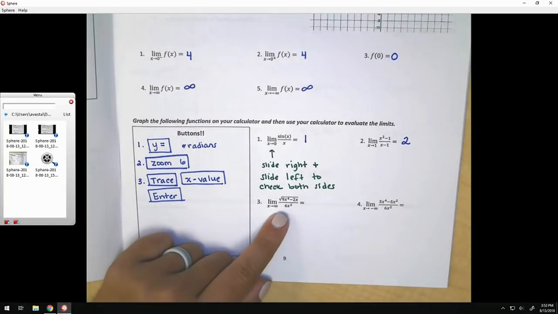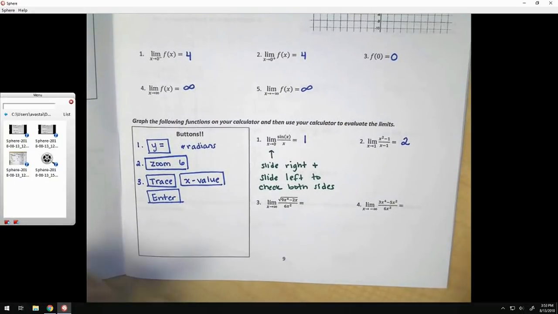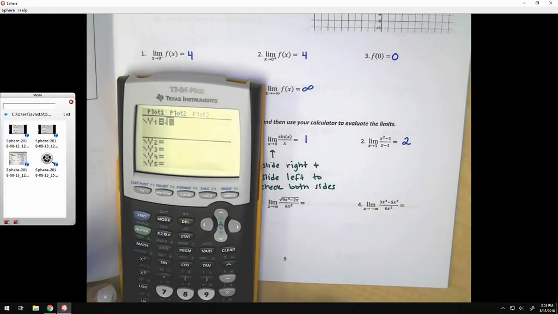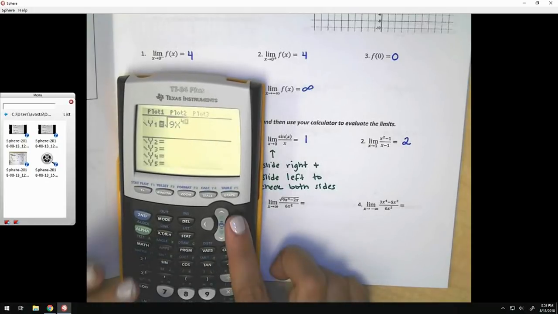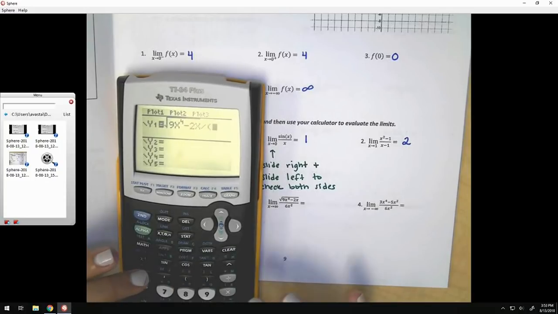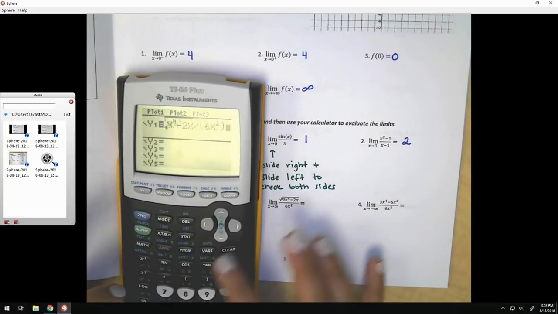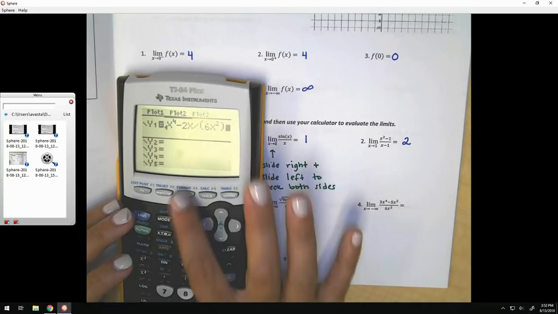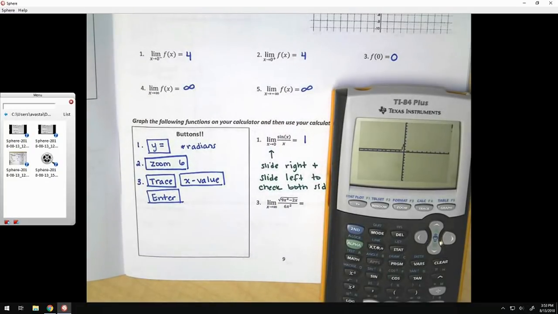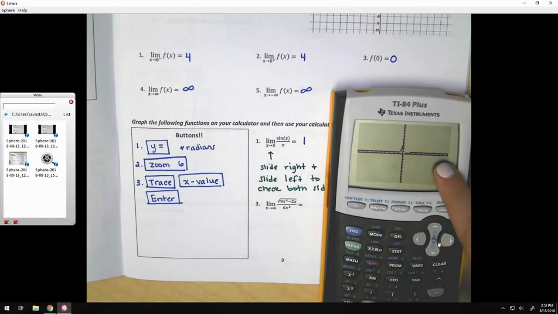Next, we're going to try the limit as x approaches infinity. So we're going to go to y equals and type in this function, square root of 9x to the 4th minus 2x divided by parentheses 6x squared. I'm going to go to zoom 6. Now here's the thing about having x approach infinity. That means we want very, very, very large x values. And right now my x values only go up to 10.